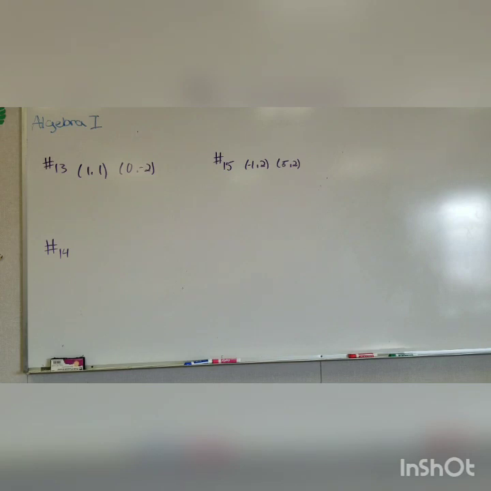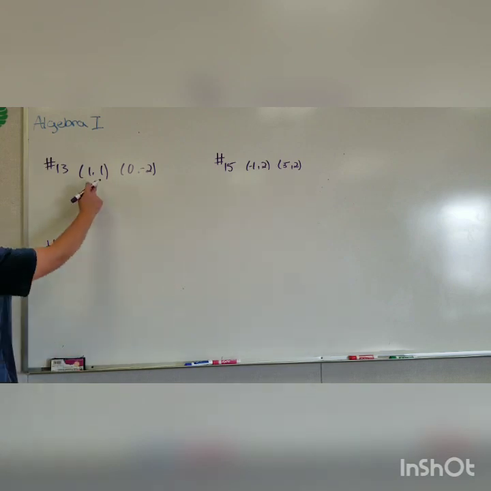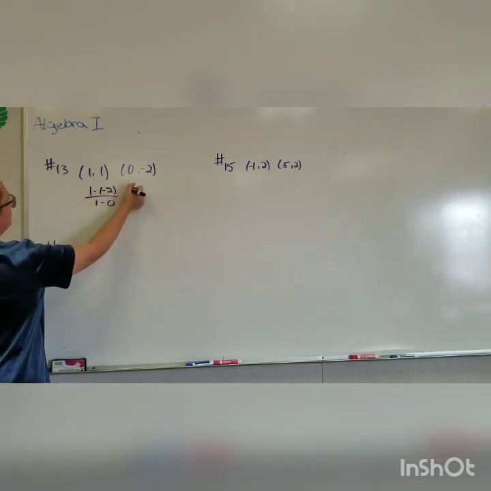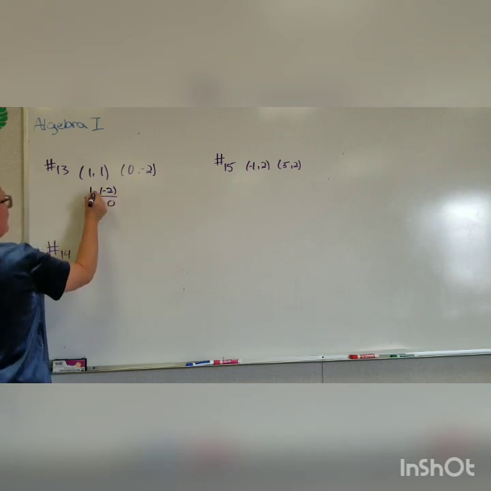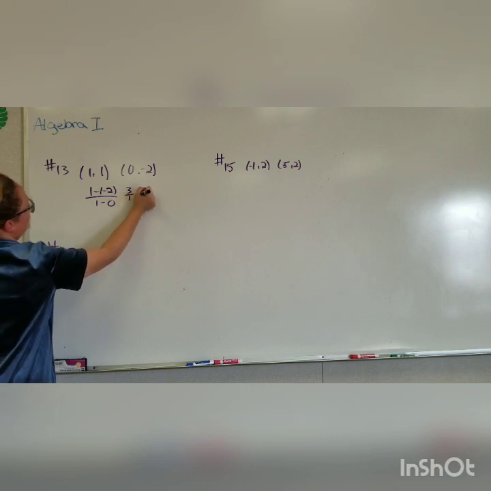All right, in problem number 13, again, they ask you to find the slope of a line from 2 points. So the same equation, y2 minus y1 over x2 minus x1. So my y's are 1 and negative 2. I'm going to go 1 minus negative 2 over 1 minus 0. So 1 minus negative actually means positive. 1 plus 2 is 3 over 1, which equals 3.